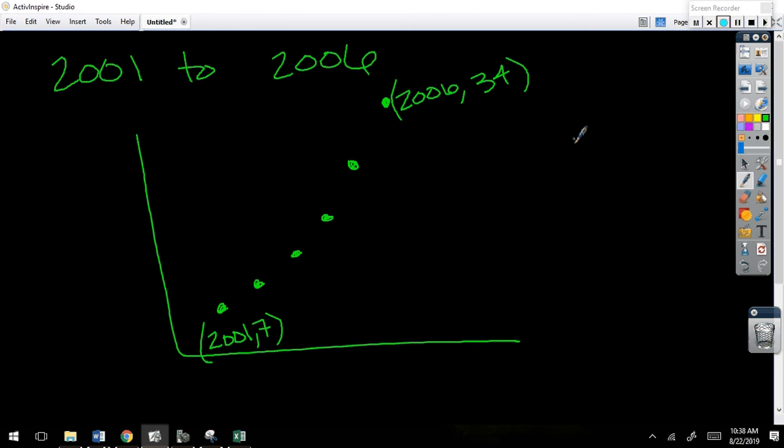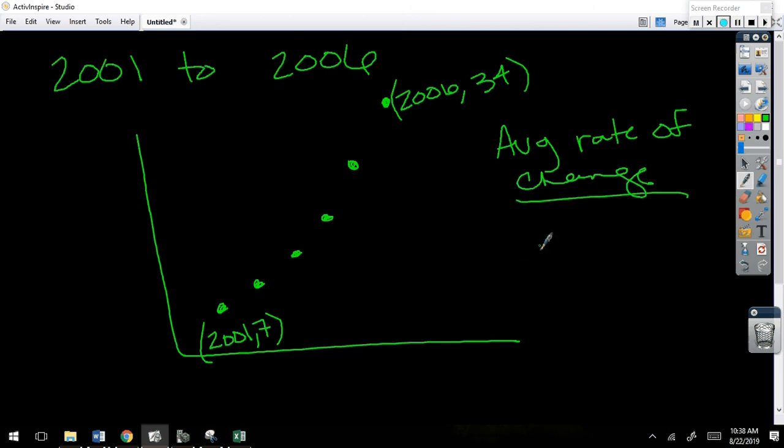So again, to find that average rate of change, delta y over delta x. What do you get? Figure it out. Tell me what you get. This is entirely too easy for y'all, I feel like.